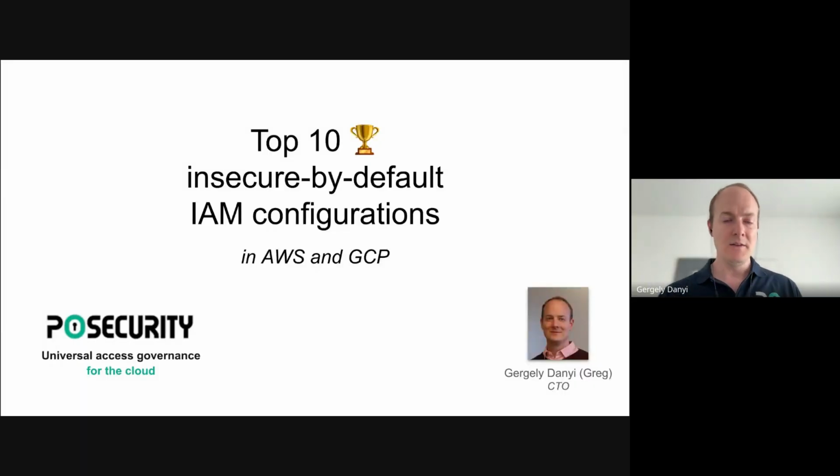Hello. In this talk, we are going to talk about the top 10 insecure by default IAM configurations in AWS and GCP. I'm Gergely Dányi, the CTO at P0 Security, where we are building a tool for universal access governance for the cloud. Much of the content that you see in this talk comes from our experience building the product.